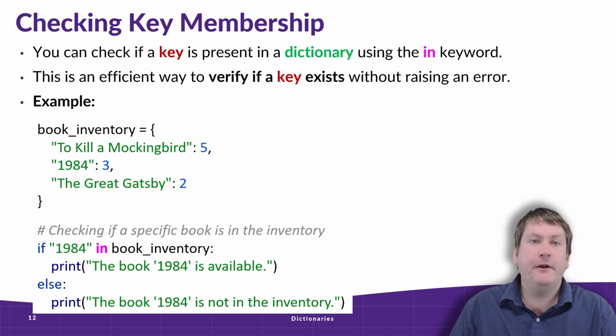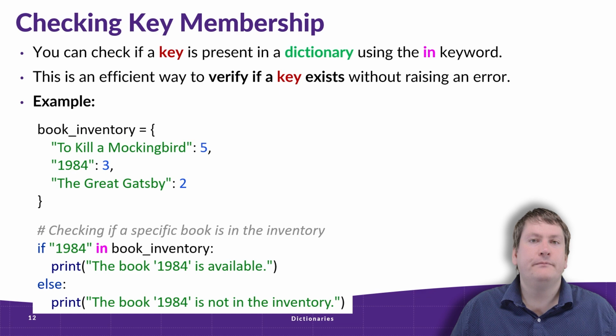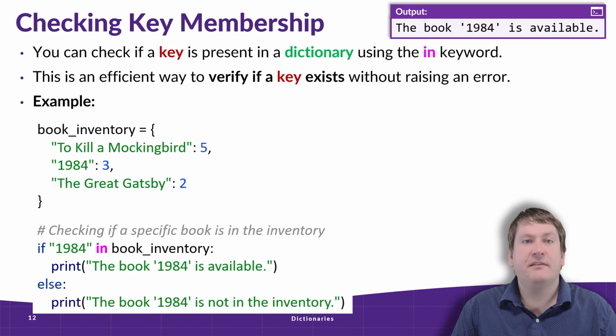Now, in a real-life scenario, we'd probably also want to check the value, because if the value was 0 or like -1, then the book wouldn't really be in stock. This is just checking if that key exists in our inventory. And the output is probably what you expect. Since 1984 is a key in this dictionary, it is going to return the book 1984 is available.